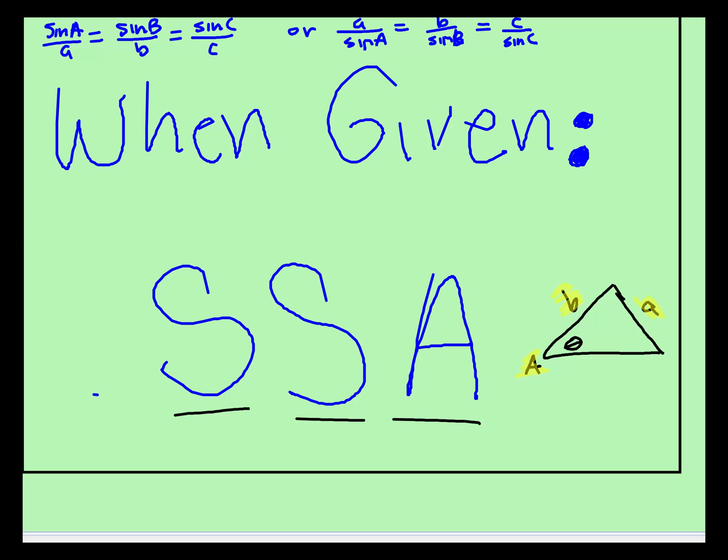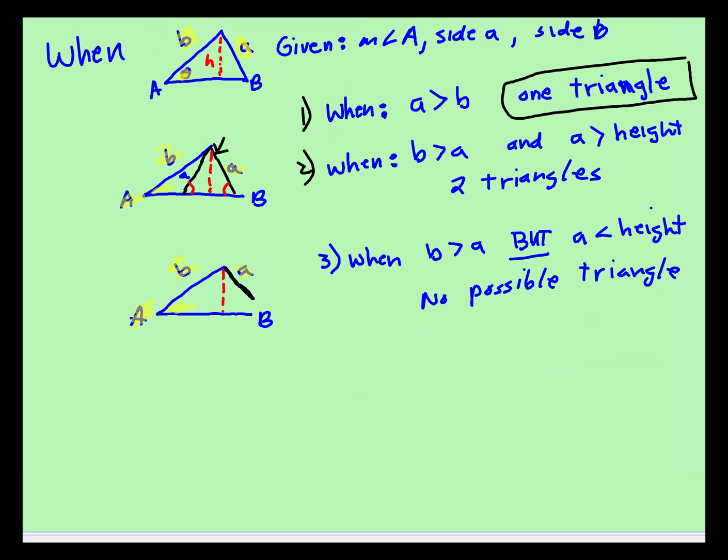Okay, there are some exceptions to the law of sines, and this is sometimes called the ambiguous case, where there could be a couple things going on. This is when you're given a side, side, and finally an angle. So look, we're given side A, we're given side B, and then we're given angle A. And I'm going to show you the possibilities.